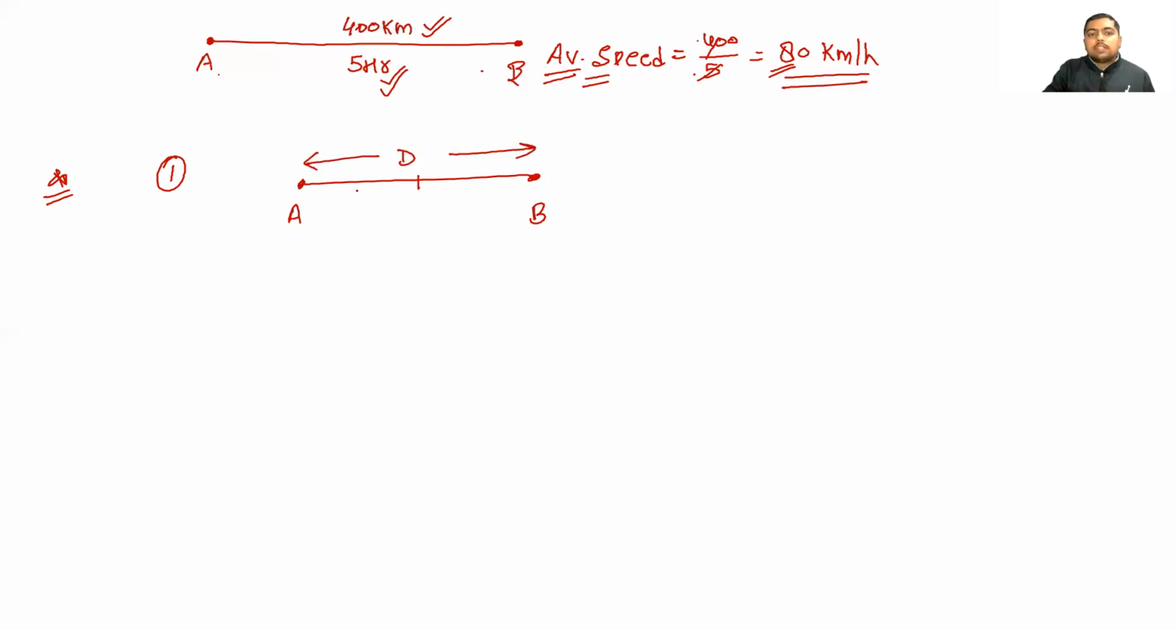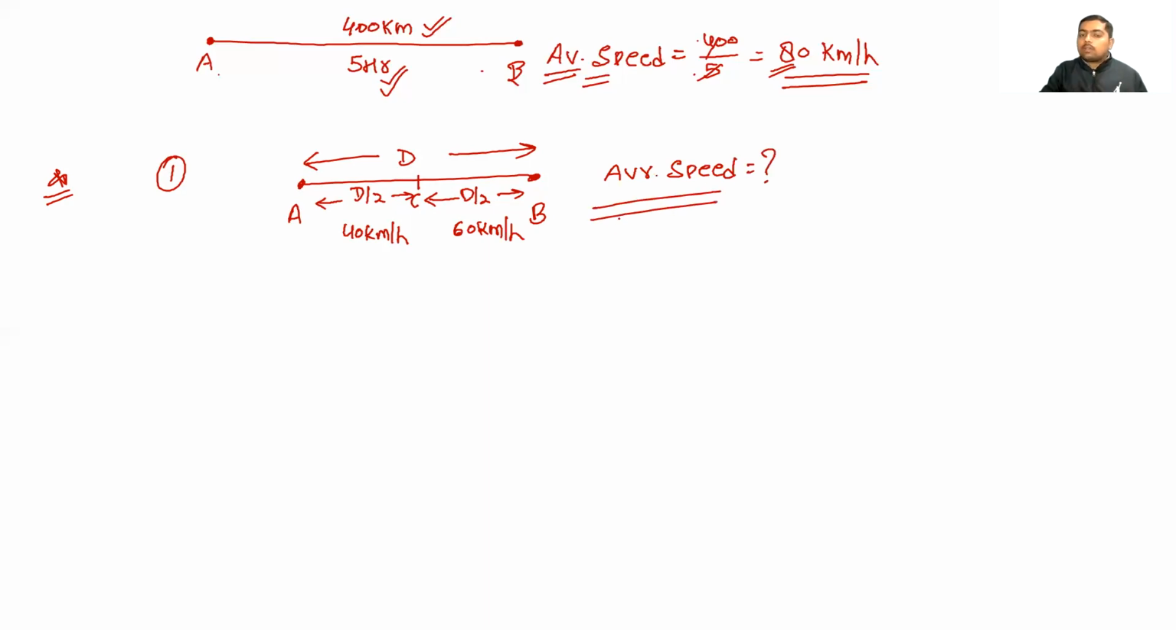We divide the distance into two halves, D by 2 and D by 2. Let this point be C. The first half is covered at 40 km per hour and the other half at 60 km per hour. So the question is, what is the average speed of the person? How can you calculate it?